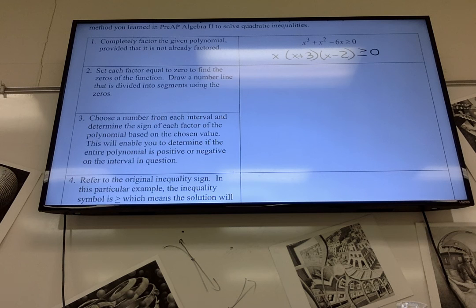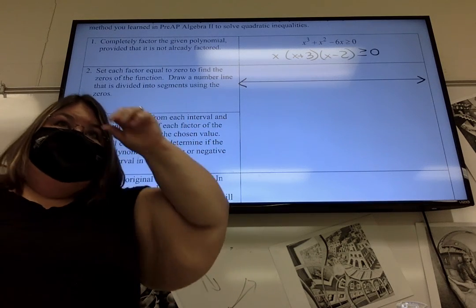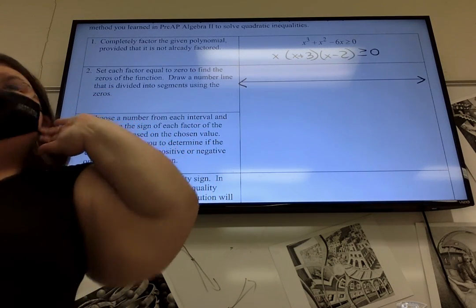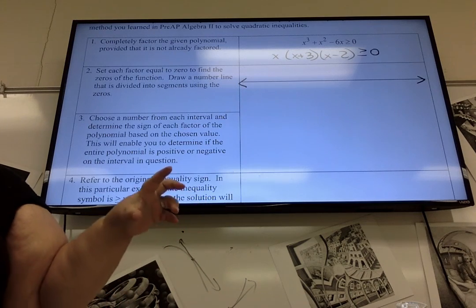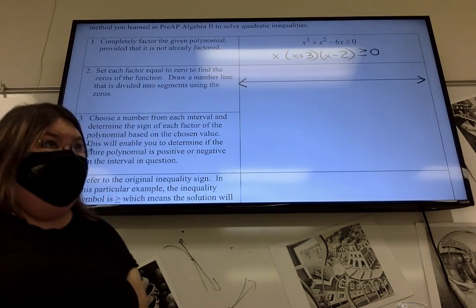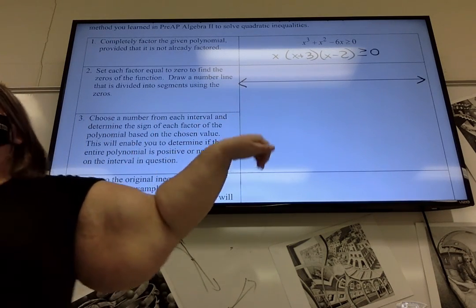Set each factor to 0 and find the zeros of the function. Draw a number line that is divided into segments using the zeros. There is a reason for these number lines. You're about to see these turn into sign charts, and sign charts are like the backbone of calculus. So there's a reason why in pre-calculus we're doing it this way.